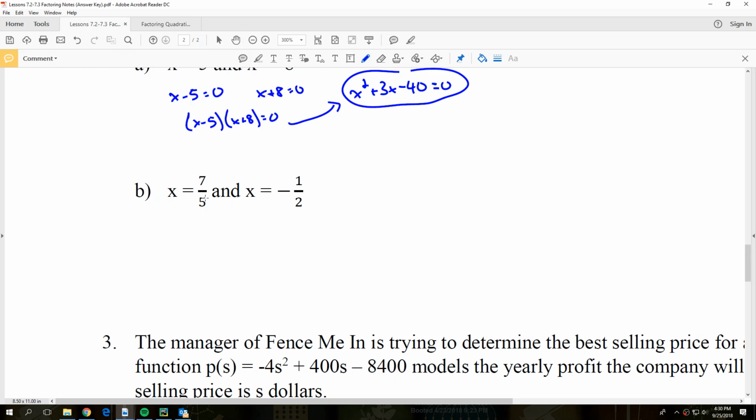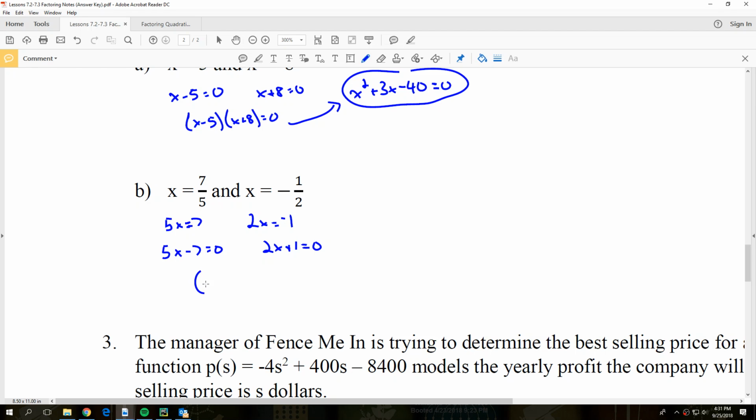I'm going to do this in 2 steps. I'm going to first multiply the 5 over, right? I would multiply both sides by 5 to get it over from here to there. So that would be 5x is equal to 7. And I'm going to multiply by 2. So that would be 2x is equal to -1. And then I'm going to go ahead and subtract the 7 over. So this is 5x minus 7 is equal to 0. And this is 2x plus 1 is equal to 0.